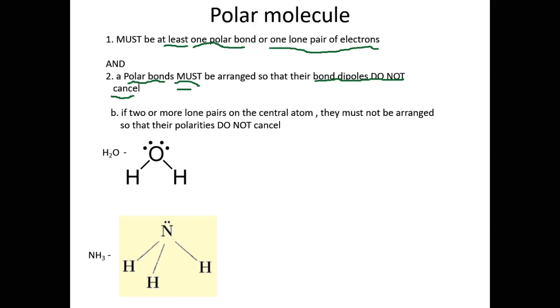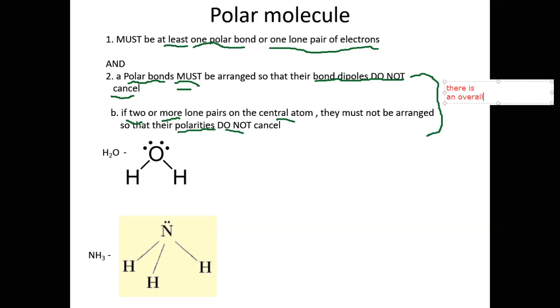So for a polar molecule, the bond dipoles cannot cancel. And if there are two or more lone pairs of electrons on the central atom, they must be arranged so that their polarities do not cancel. So we have to have an overall net dipole in the molecule. So this means there is an overall net dipole in the molecule.